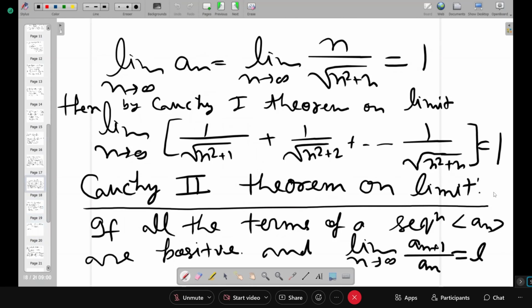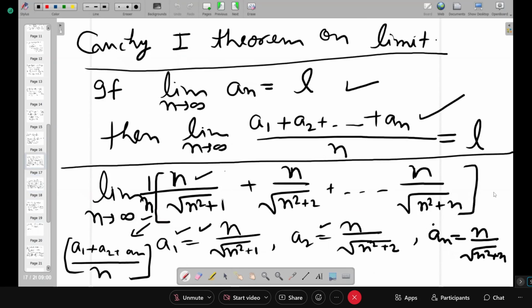But if you want to compare, see, if this is the limit and this is the original question, and you are comparing here with this, you cannot compare because in the denominator n is not there. So how can you take an as 1 upon under root n square plus n? In this form, the given question is not there. So how can you compare? Tell me.